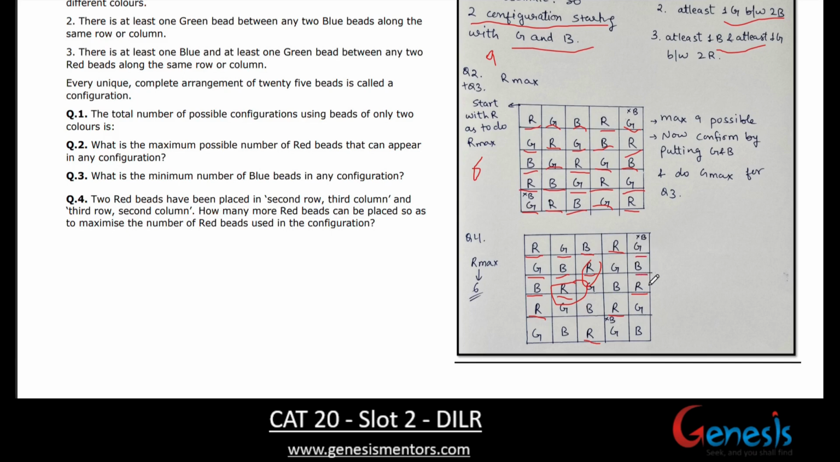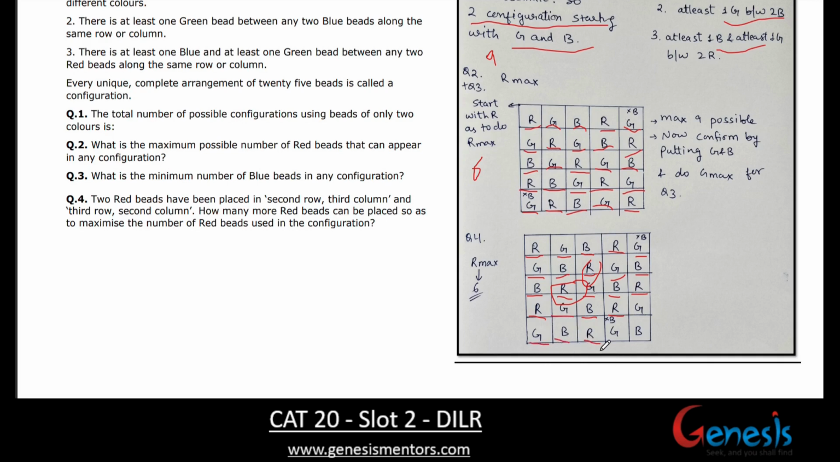If this is G, this should be B. If this is B, this is G. If this is G, this is B. If this is B, this should be G. Right? If this is G, this should be B. If this is B, this should be G. Again, this should be B and this should be G.